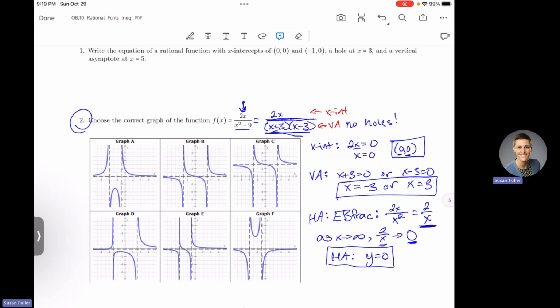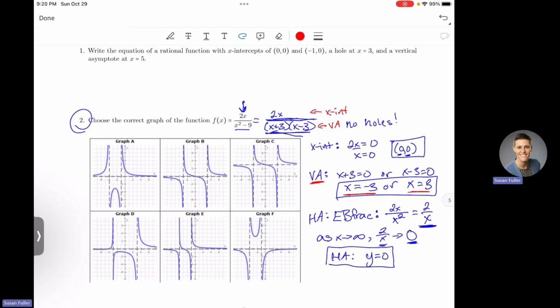Okay, so now that we have identified all of our stuff and things, now we just have to identify the graph that contains all of these stuff and things. I like to start with my asymptotes here. So we've got vertical asymptotes at x equals -3 and x equals +3.